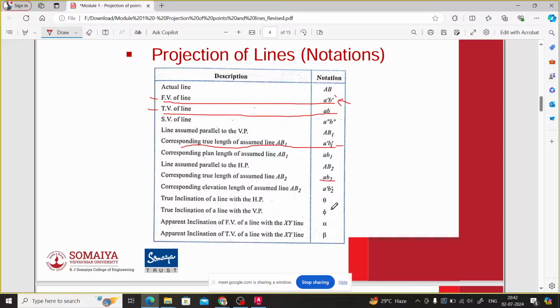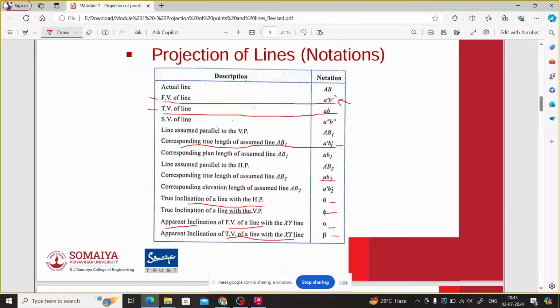What does this mean? True inclination of a line with HP is theta. True inclination of a line with VP is phi. This also needs to be remembered. Then, apparent inclination of front view with XY is alpha. Currently don't focus on this apparent inclination. Just understand that inclination of a front view with XY is alpha and inclination of top view with XY is beta.